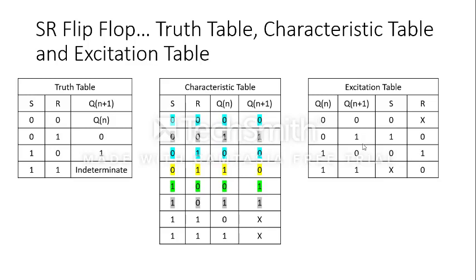So what is actually this excitation table? Here we will check how my past output and present output are being changed with the corresponding excited state of the inputs. Think about your past output was 0 and your present output is also 0, or your past output was 0 and your present output is 1. So different combinations can be possible.